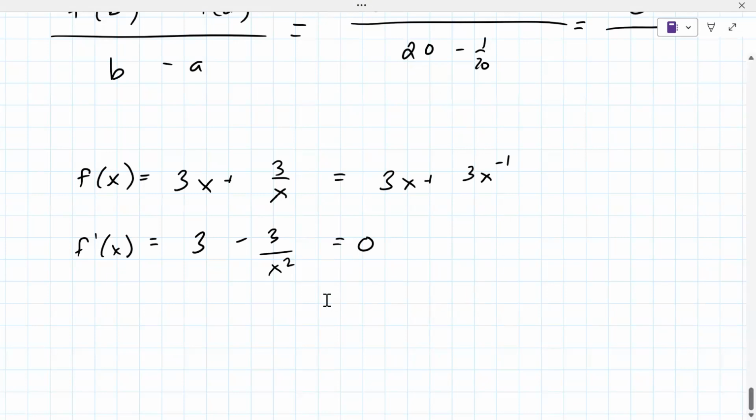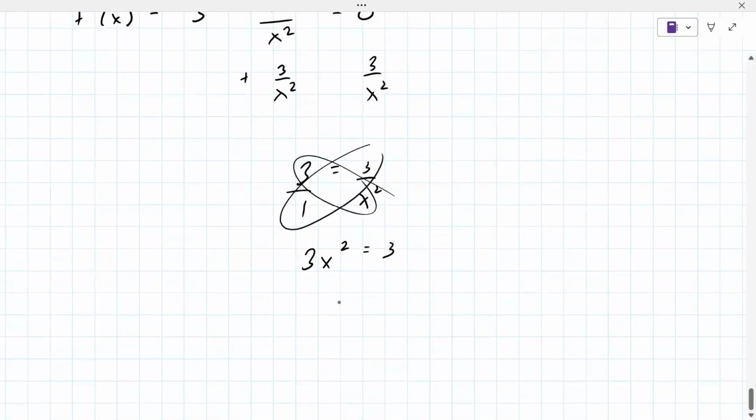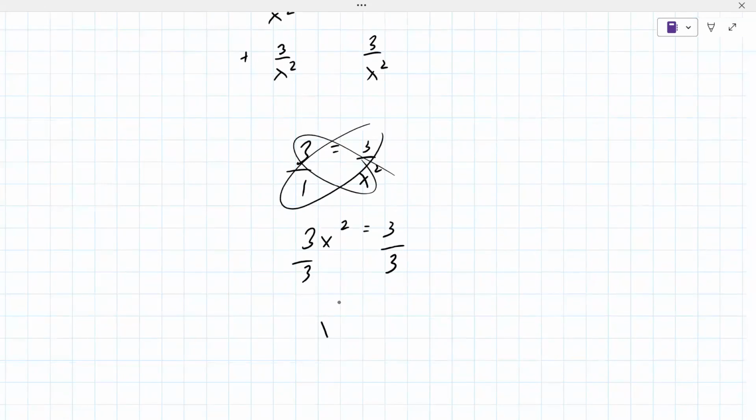To solve this, you would move the 3 over x squared to the other side. So you get 3 equals 3 over x squared. A lot of ways you could do it. A lot of students just diagonally multiply. So 3x squared equals 3, divide by 3, x squared equals 1. So x equals plus or minus 1. So it would be -1 and 1.